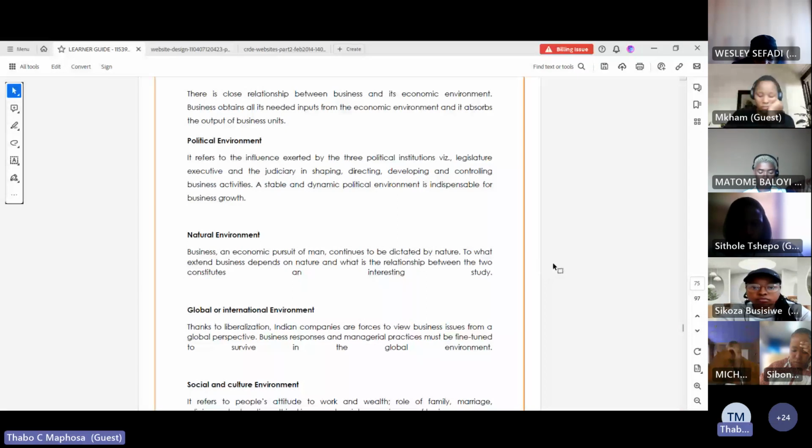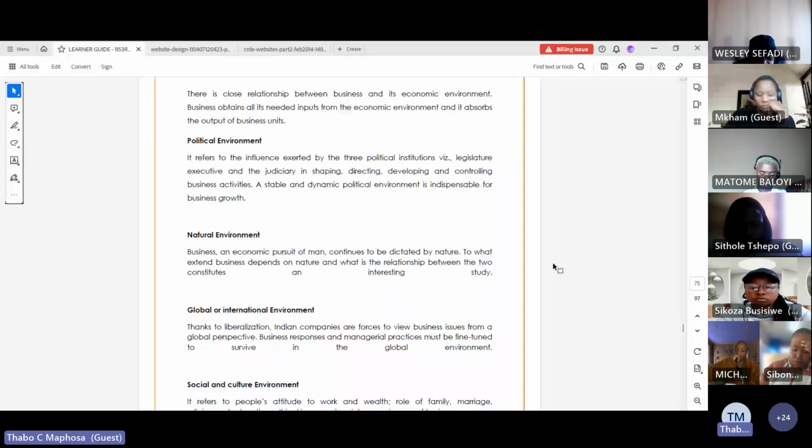See, so most of these things here, they play a very important role when it comes to the day-to-day running of a business there. So the political environment is paramount for business growth. You need to understand the environment in which you operate for you to be able to be successful in that particular business that you want to venture in.